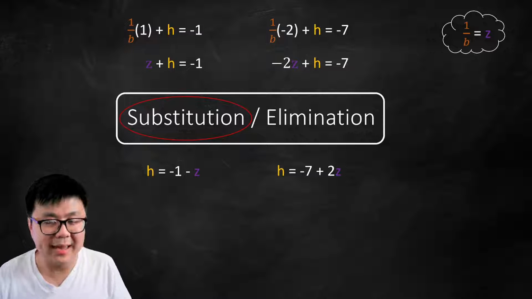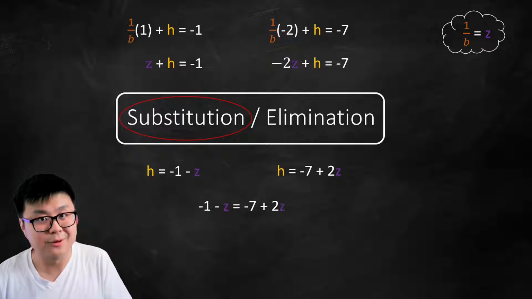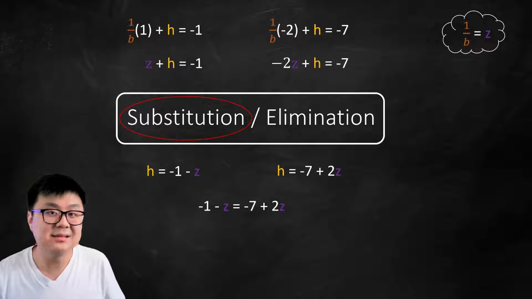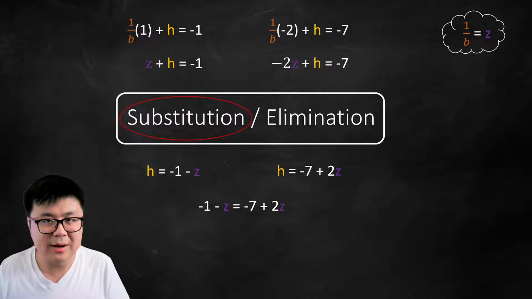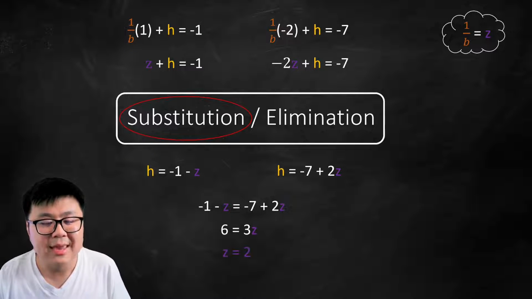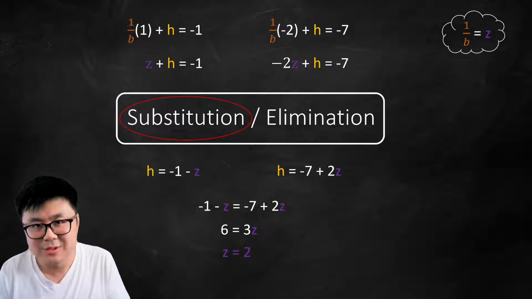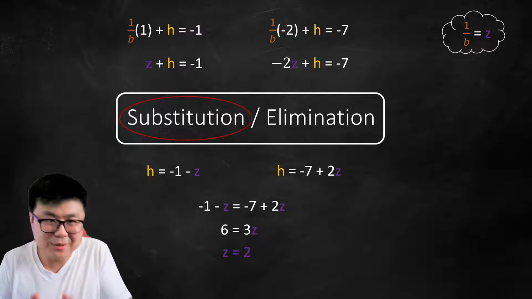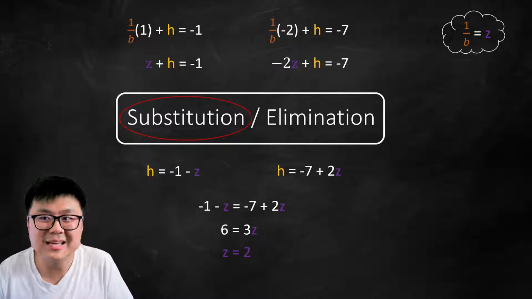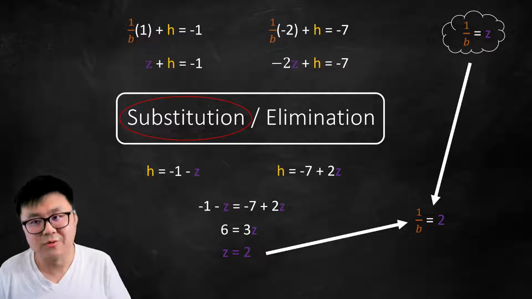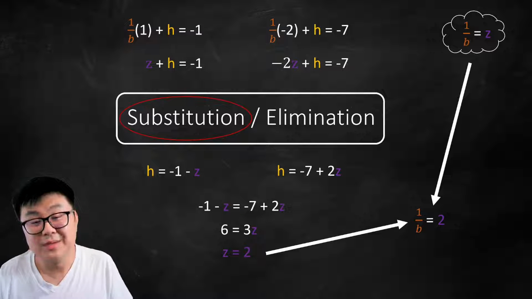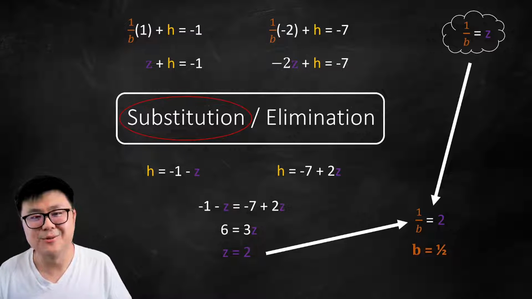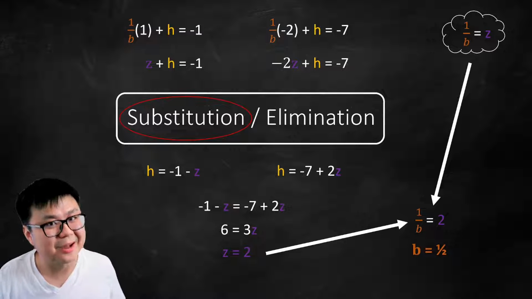If they're both equal to h, that means these two have to be equal to each other, which means we can write it as -1 minus z equals -7 plus 2z. Start moving things around, algebra, solving for z, and we get an answer of z equals 2. But that doesn't mean much because we don't care about z. Remember, we said earlier that z was equal to 1 over b. So if z is equal to 2, then 1 over b is equal to 2, which means b is equal to 1/2, which is the same answer we got previously.